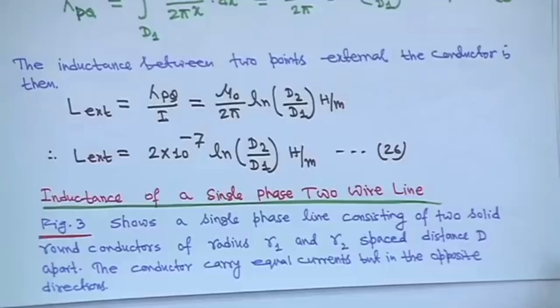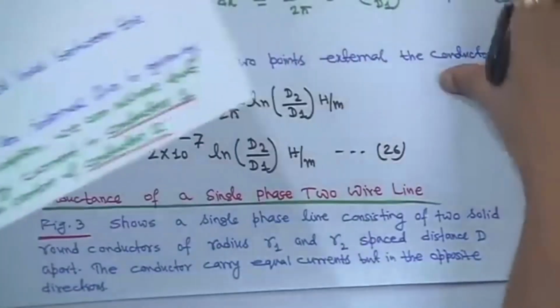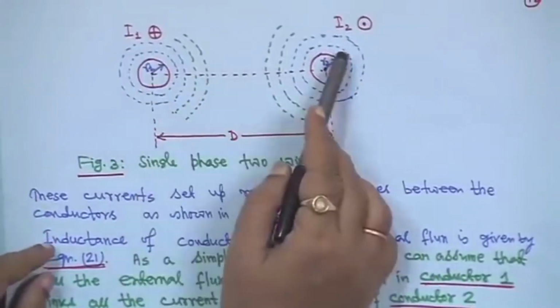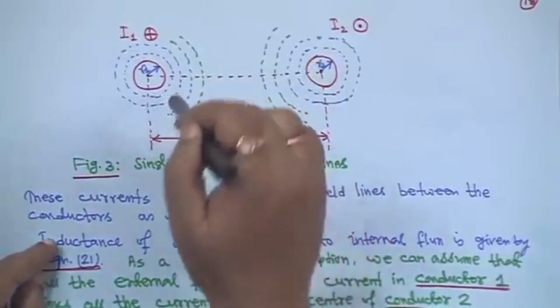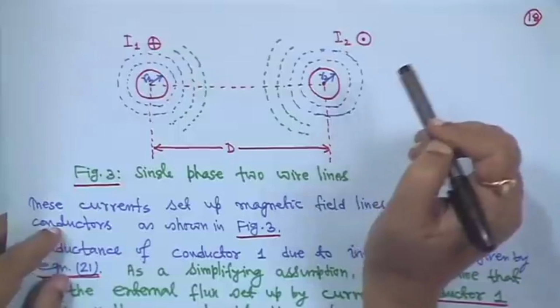So, the inductance of a single-phase two-wire line. Just now I showed you the diagram. These are the two conductors carrying currents I1 and I2, equal but in opposite direction, because one is entering the page, the plus symbol, and the dot means it is leaving the page.